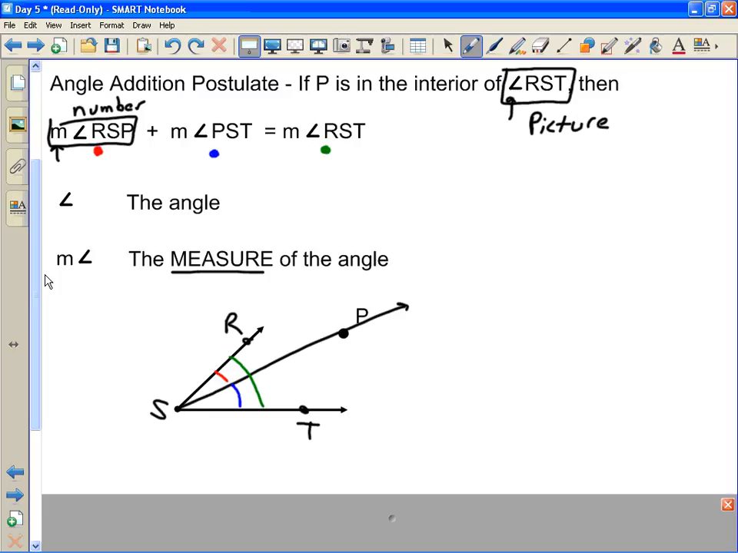So if I take that number, let's say it's 30 degrees, that means this is 30 degrees. This is 40 degrees. That means that this is talking about the measure of the blue angle, which is 40 degrees. And together they're going to add up to be the measure of the whole thing, which would be 70 degrees.